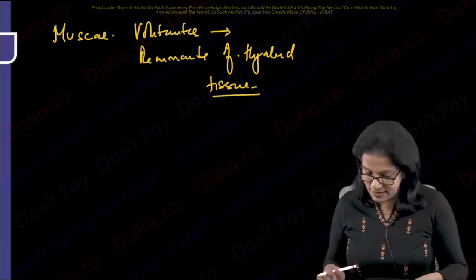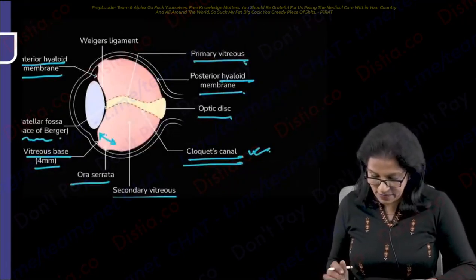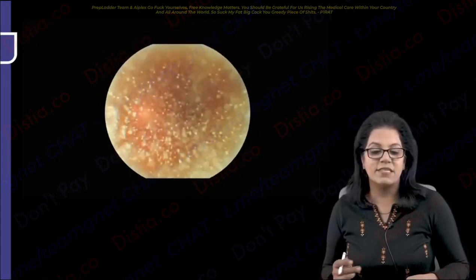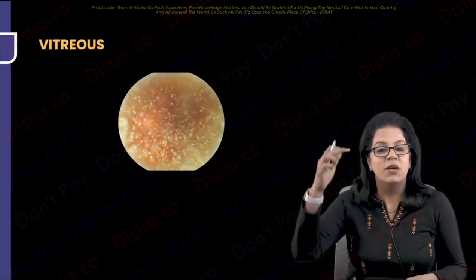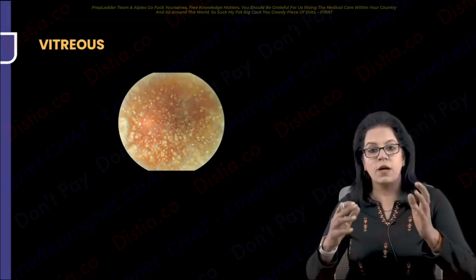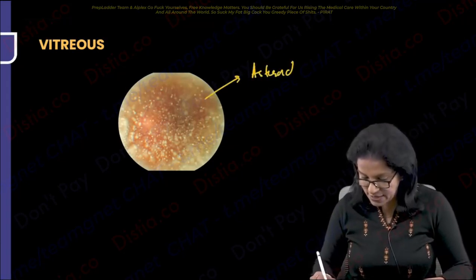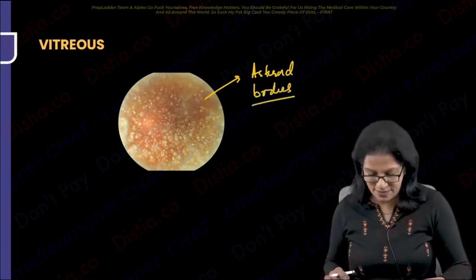Let's have a look. So the next slide that we have is this one. It is absolutely very difficult to say generally whether it is asteroid hyalosis or synchisis scintillans unless you move the eye and see whether it is free falling or not. But as of now, if they ask you, I am going to say it is asteroid bodies. I feel it is fixed. Why should I say anything else? But you have to actually see it clinically properly.